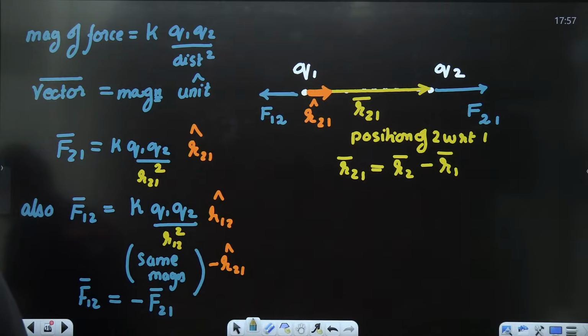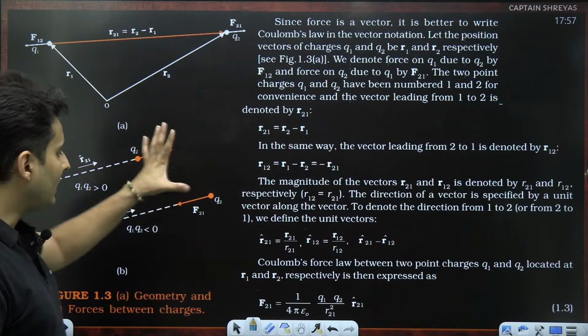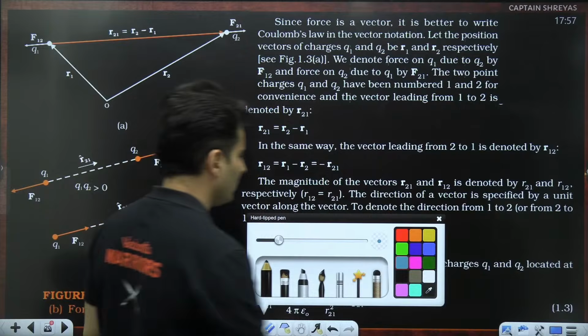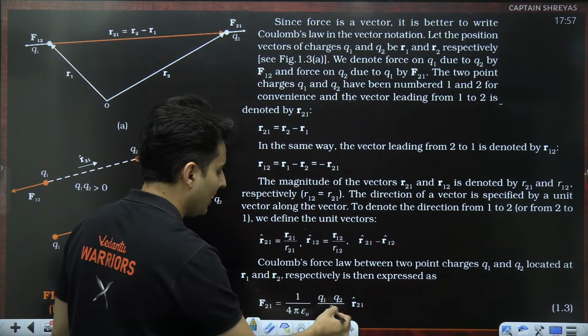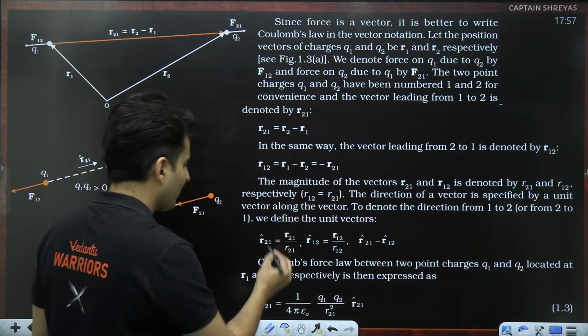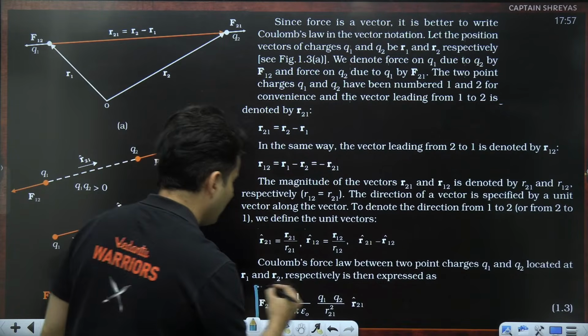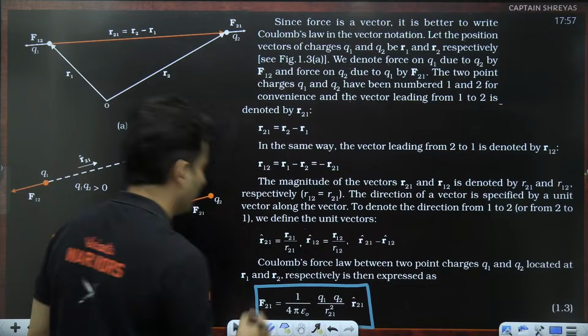Make sense? Everyone with me on this? Perfect. So this is exactly what has been explained over here also. If you notice, F21 is 1 by 4 pi epsilon naught Q1 Q2 by R square R21 bar. So the same formula has been written down right over here.